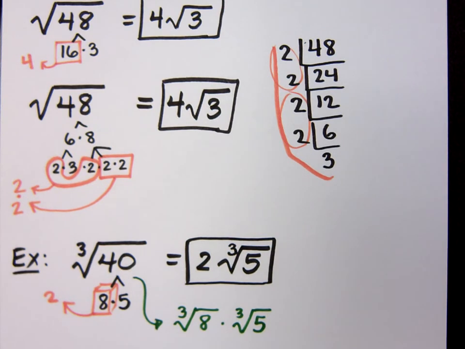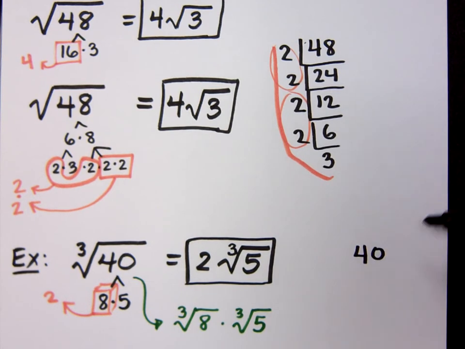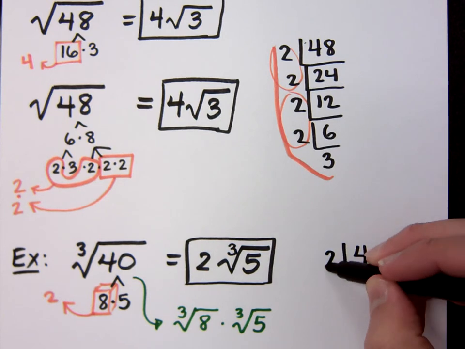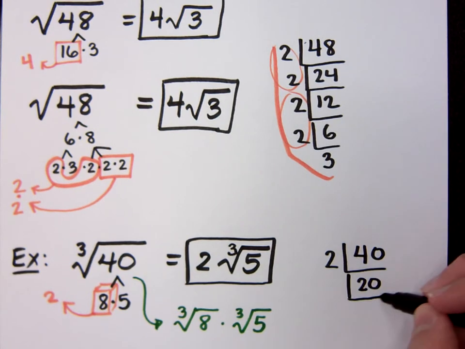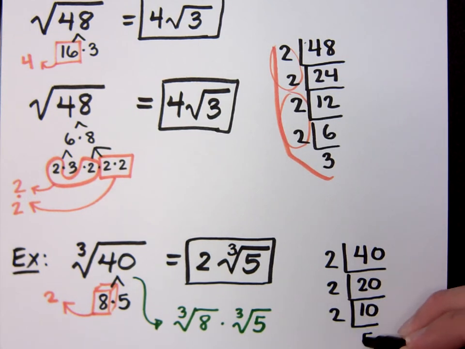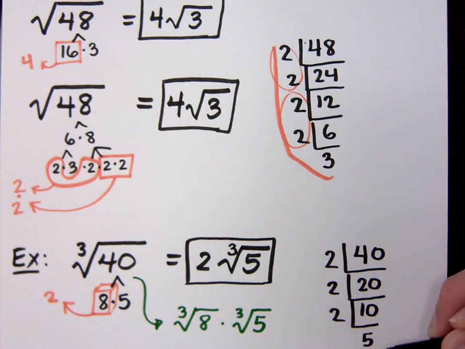If you don't see the perfect cube to begin with, do what we did up here. Start with your smallest prime number, 2. Does 2 go into 40? 2 goes into 40 how many times? Can you still use 2? Okay, so 2 goes into 20 10 times. Can I still use 2? Then we keep doing that. 2 goes in here 5 times. 5 is a prime number, so when you get down to a prime number, you're done. So these numbers out here tell you the prime factorization of 40.